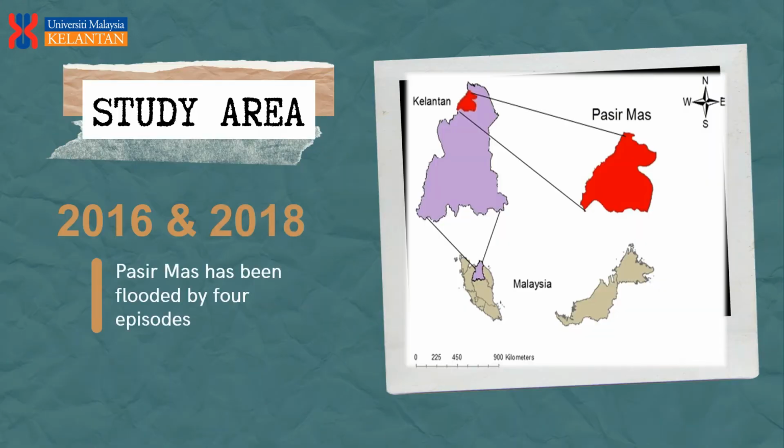Pasir Mas is one of the fundamental towns and a center of industrial exchange and management in Kelantan State. Due to its geographical characteristics, unplanned urbanization, and proximity to the South China Sea, Pasir Mas has become extremely vulnerable to monsoon floods every year. In 2016 and 2018, Kelantan State confronted flooding in 4 episodes, and Pasir Mas is one of the locations that was affected in all of the episodes.